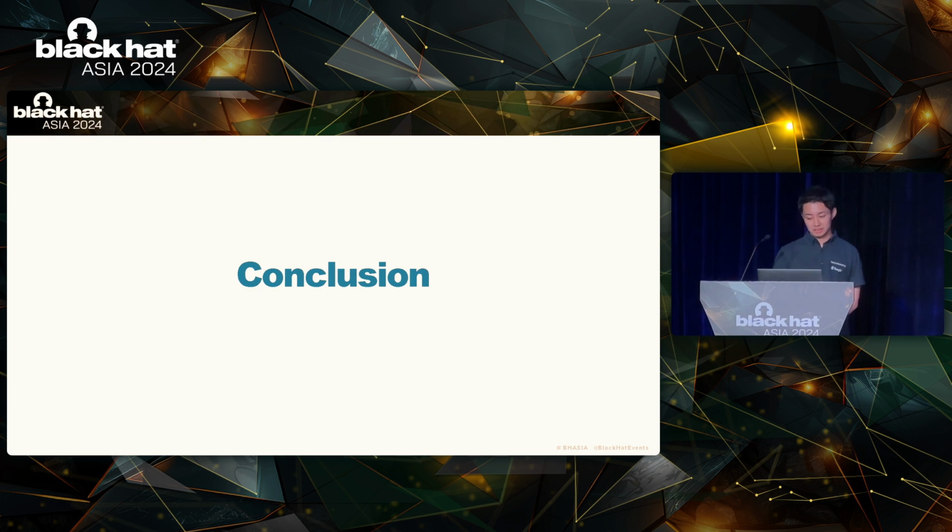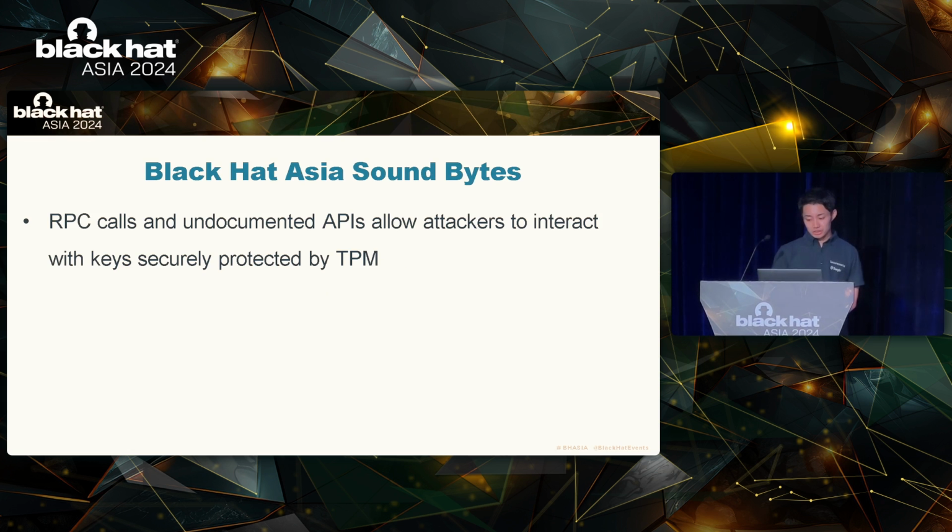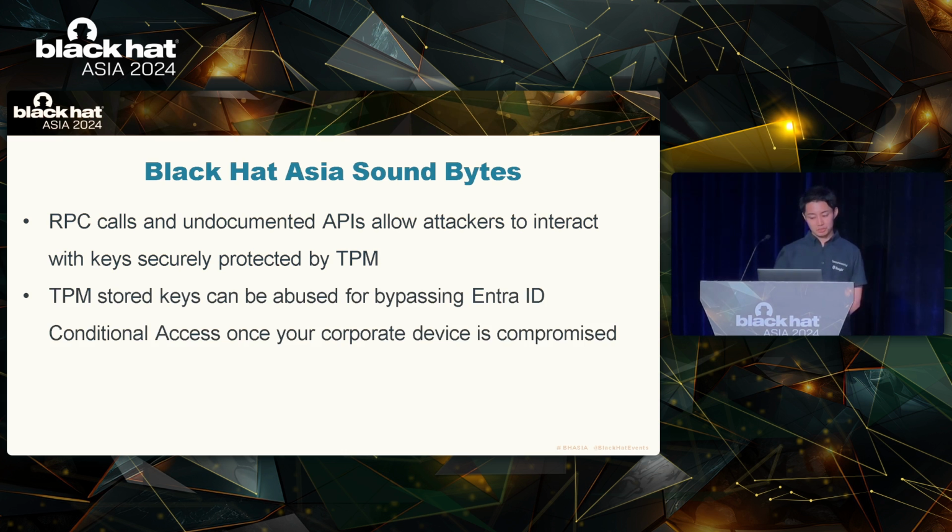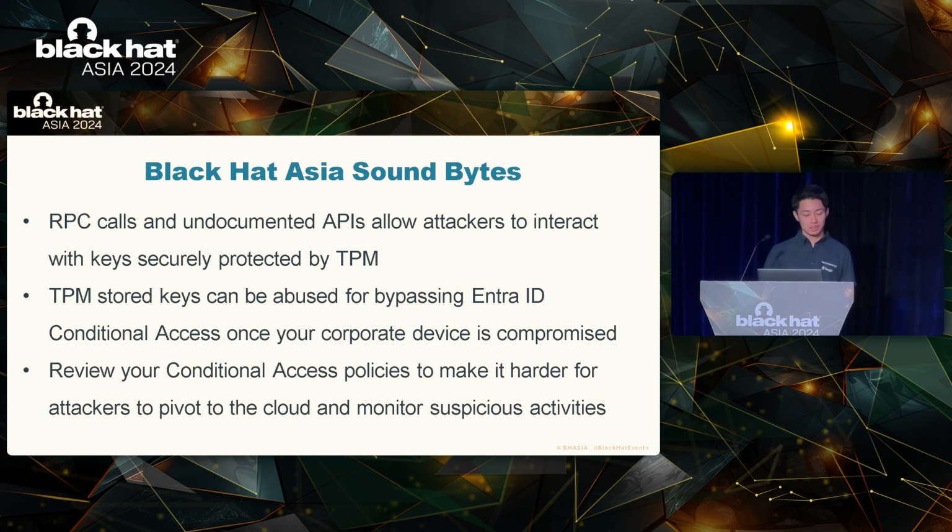So let me summarize today's session. We have seen how attackers can interact with the secret keys, even stored in TPM, thanks to RPC calls and also the undocumented API. And once your corporate device is compromised, attackers can easily abuse them for bypassing conditional access policies, as we have seen before. For making it harder for attackers, I strongly recommend you review and harden your conditional access policies more and detect suspicious activities in your endpoint.